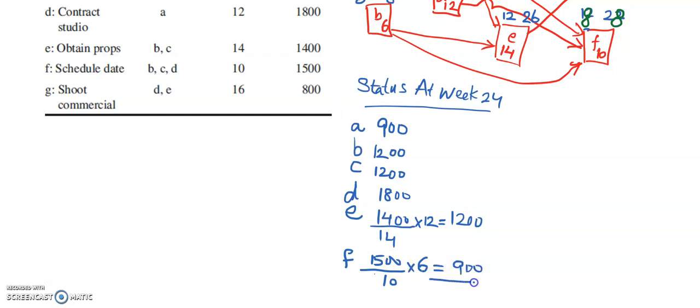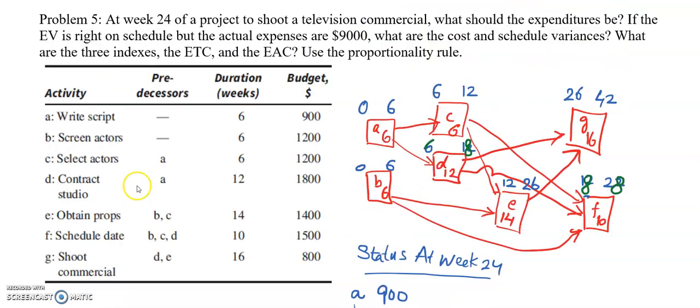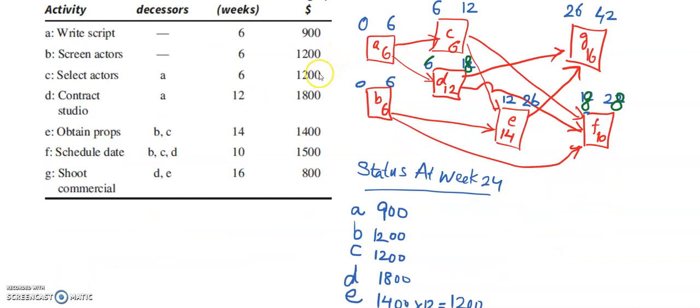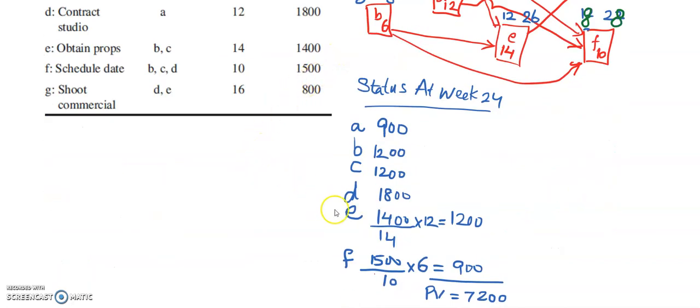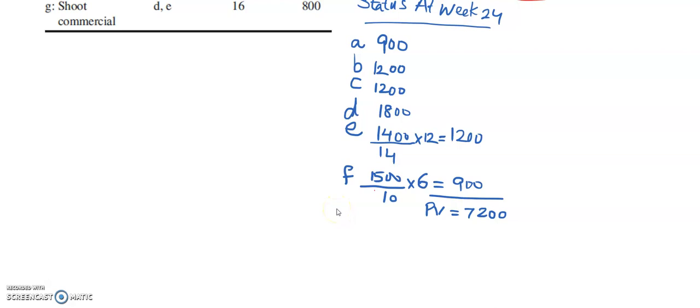And the total planned value will be 7200. It is said in this question that the earned value is right on the schedule, but the actual expenses are $9,000. So in this case, earned value will also be 7200.